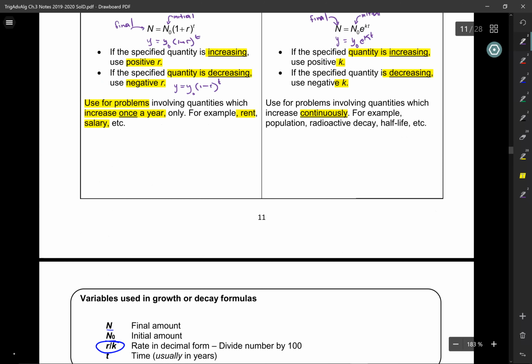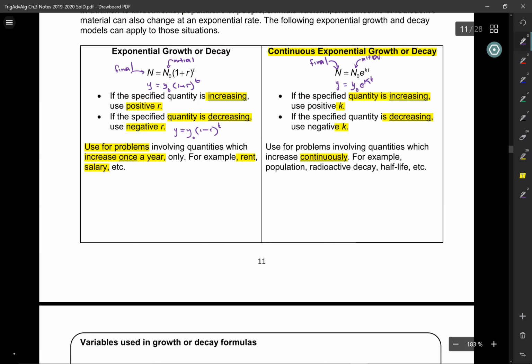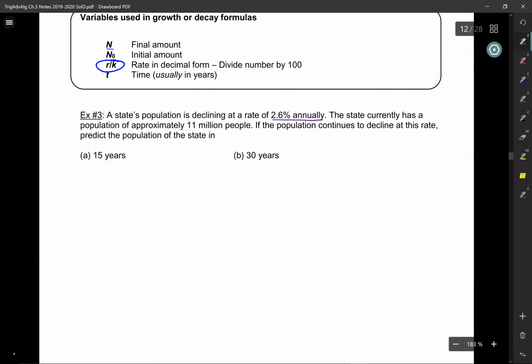First of all, which formula am I going to use for this? The first or the second? The first. So it's going to be N equals N naught, Y or N, either one. And because this is declining, it's going to be minus. So here I'm going to do 1 minus R to the T.